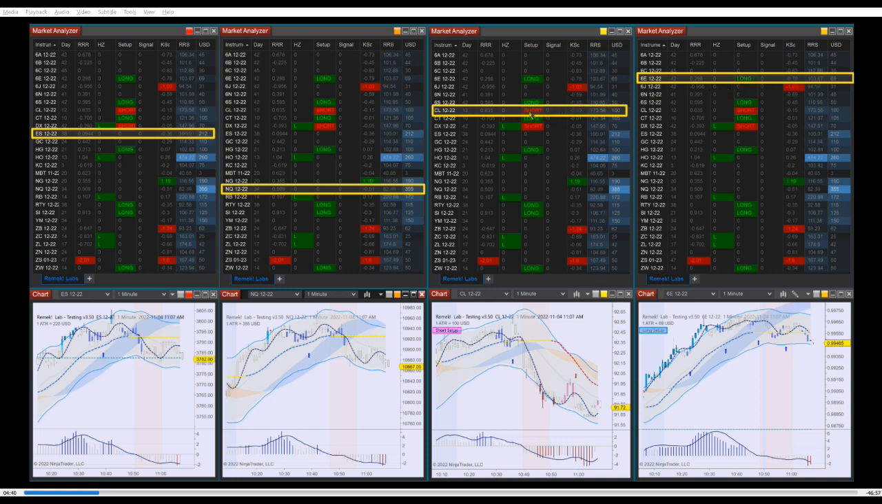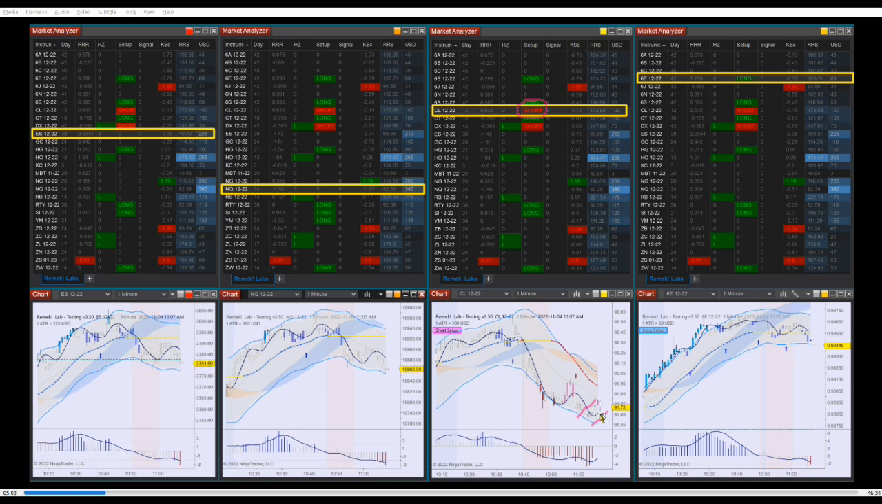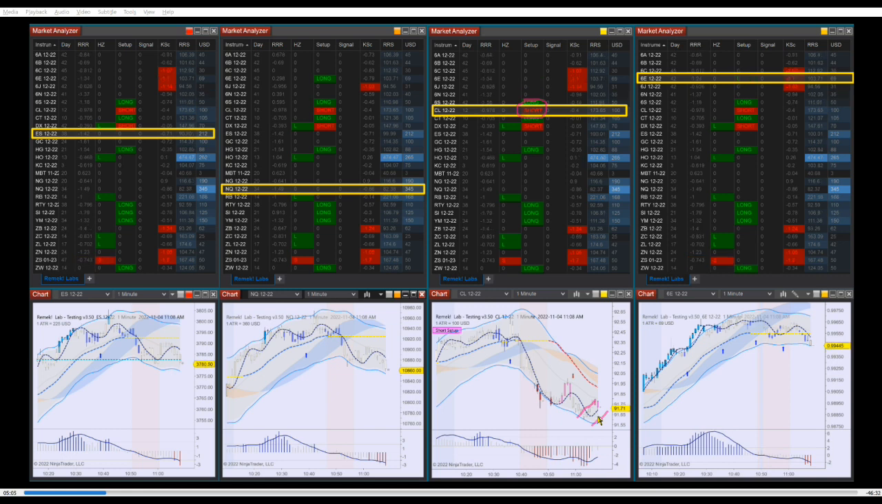So now, as you can see, we have a setup on the CL, a short setup, which means, in other words, a bear flag. This bear flag in the Market Scanner Pro and this bear flag on the chart are the same thing. As you can see, our software correctly identified the bear flag on the chart. Of course, if you look at the chart, you can see a bear flag.